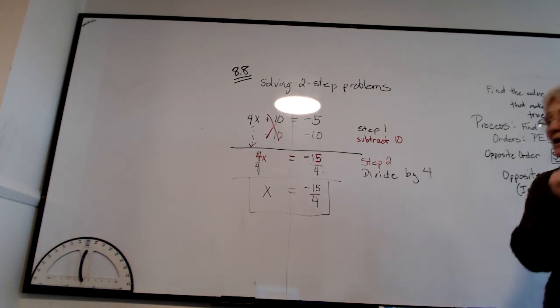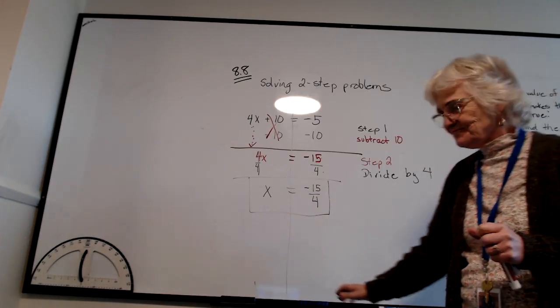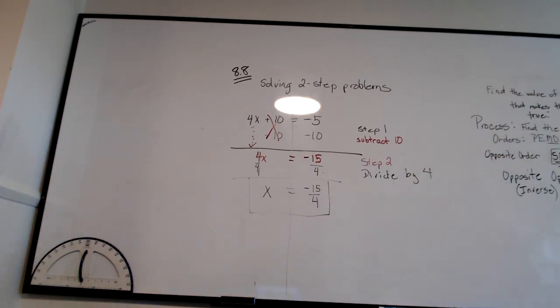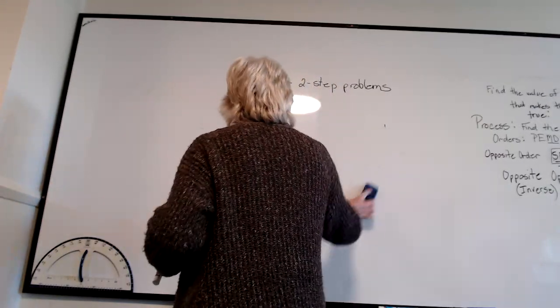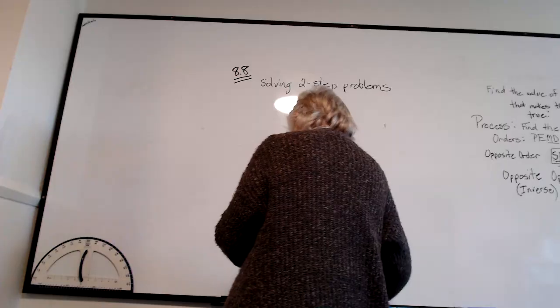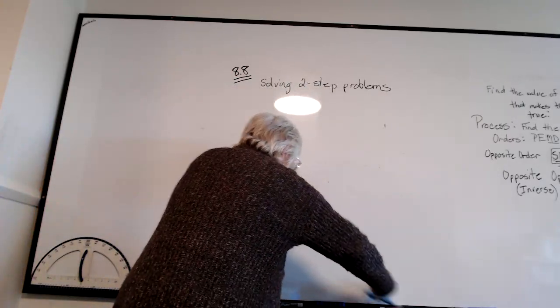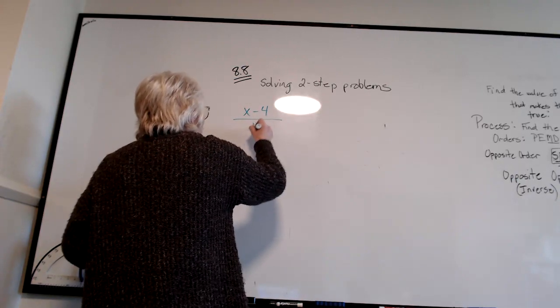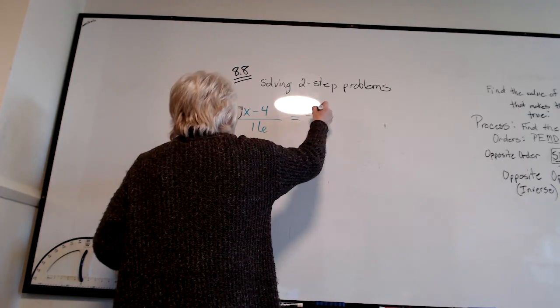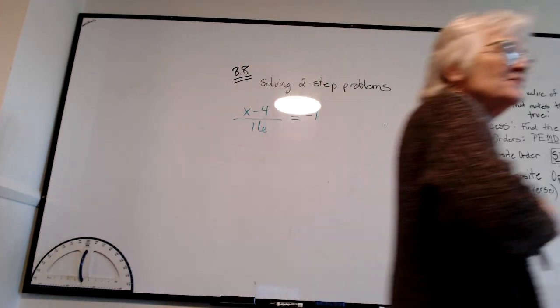Okay, we're going to practice one more before we go on a break. Again, write this on your paper. Do it because there's going to be one like it on the worksheet. And I want you to know how to do it. So write it down now as an example. Okay, so this is the problem. It is x minus 4 divided by 16 equals -1. And there's the problem.